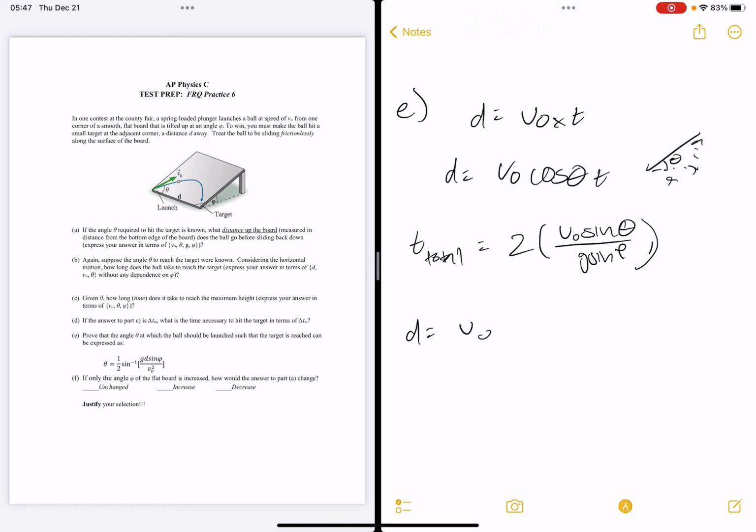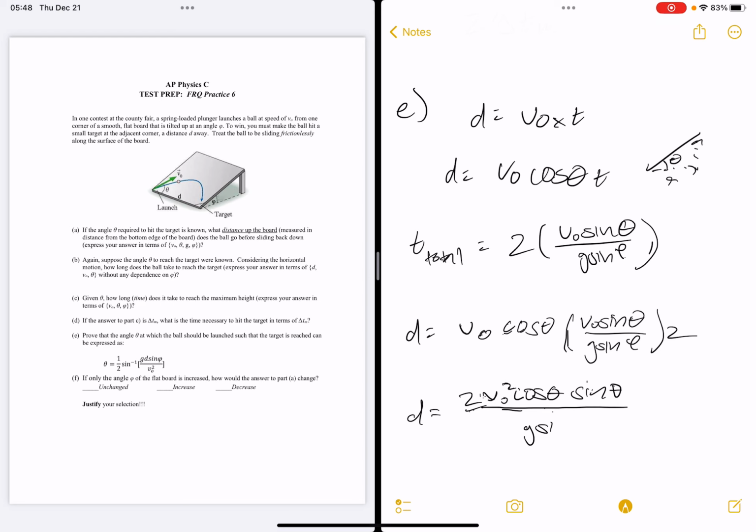So d equals V0 cosine theta, and this is all times V0 sine theta over g sine phi times 2. So d equals 2 V0 cosine theta V0 sine theta, and that's all over g sine phi. Which gives d equals 2 V0 squared sine theta cosine theta over g sine phi.